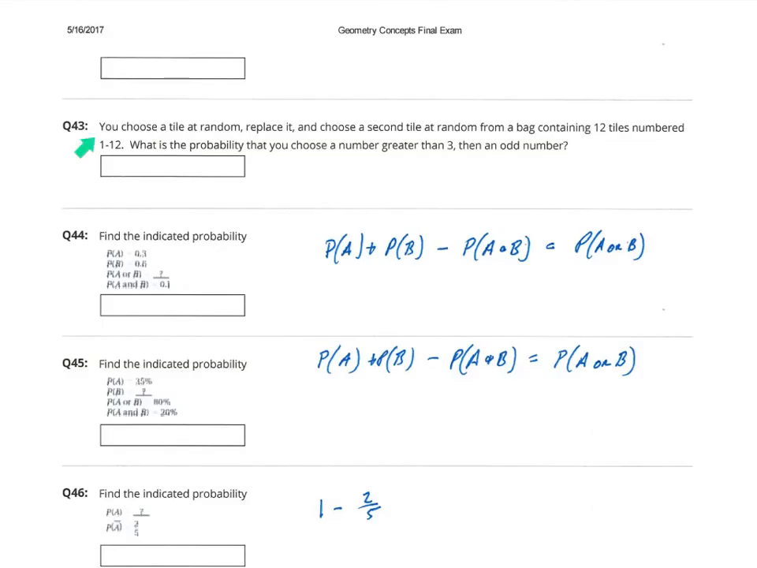Here, 43 says you choose a tile at random and you replace it, so you're putting it back. And you choose a second tile at random from the bag containing 12 tiles numbered 1 to 12. What's the probability that you choose a number greater than 3 and then an odd number? So you're going to have two fractions there. A number greater than 3 times an odd number. You multiply those two together.